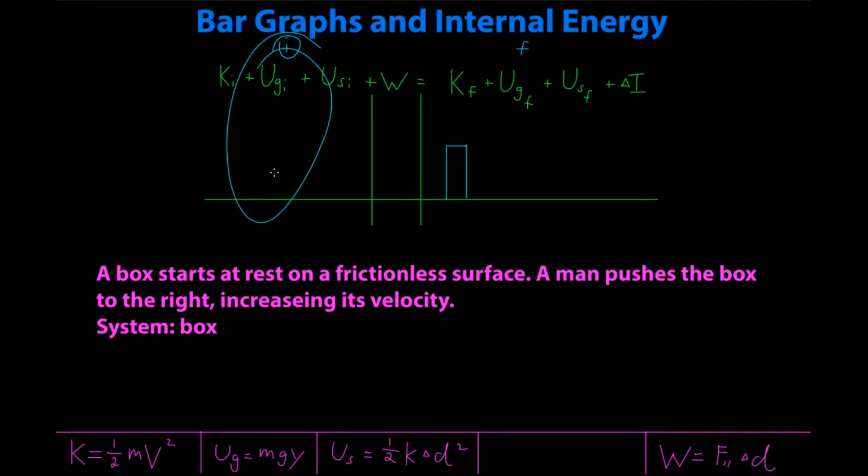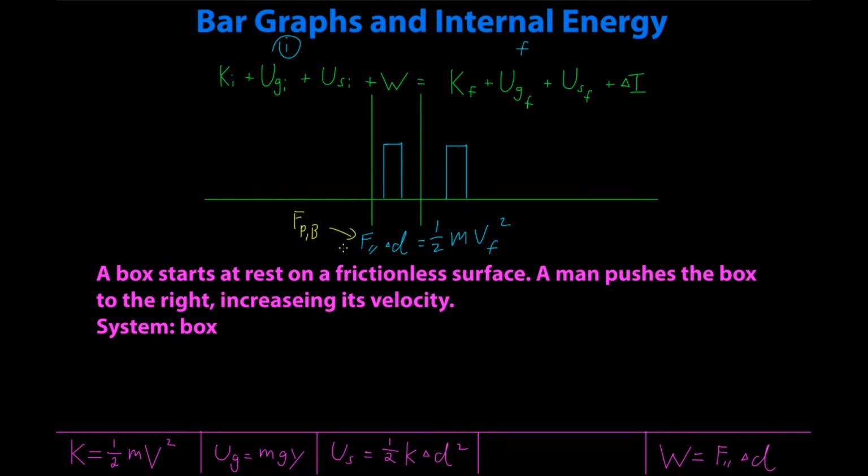If I have no initial energy but I do have final energy, that means energy entered my system, which means that work had to be done. The energy came from the person, and the person is not in the system. So that means I have F parallel delta d equals 1/2 m v_f squared. Since there's no friction, this force parallel is going to be the force of the person on the box. If I was given the displacement, mass, and final velocity of the crate, I could find how much force was used, or if I was given the force, displacement, and mass, I could find the final velocity here.